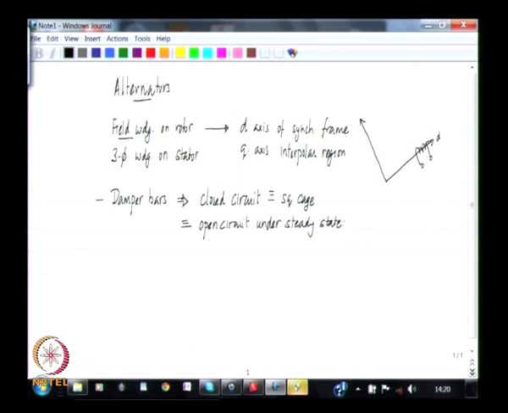That is, when the alternator is really rotating at synchronous speed, the field is also rotating at synchronous speed, there is no induced EMF and there is no flow of AC current, and hence one may say that this is really an open circuit.